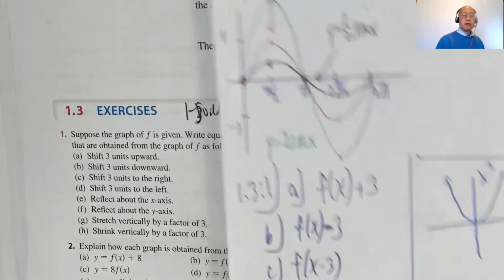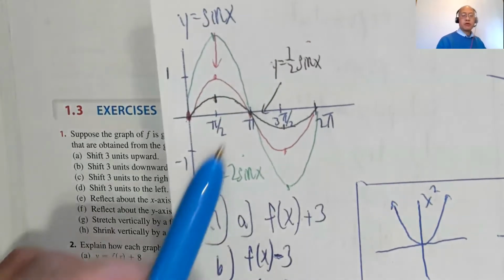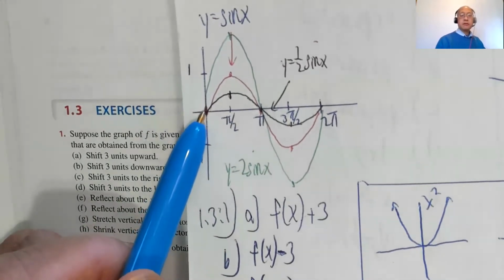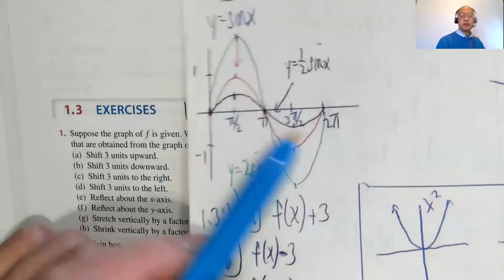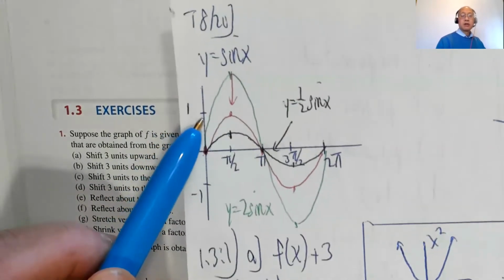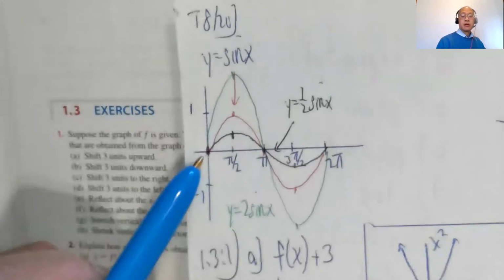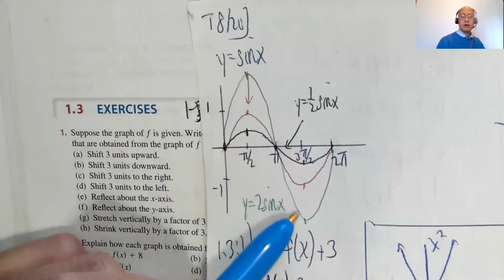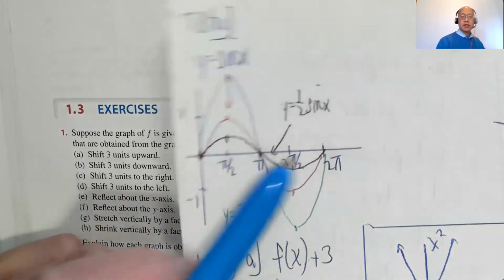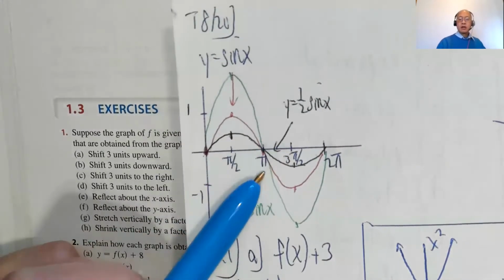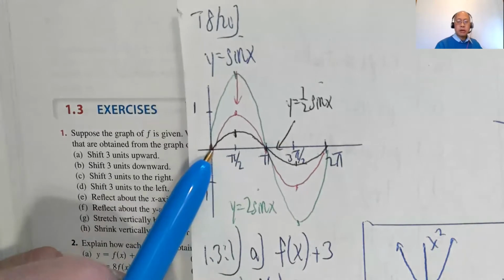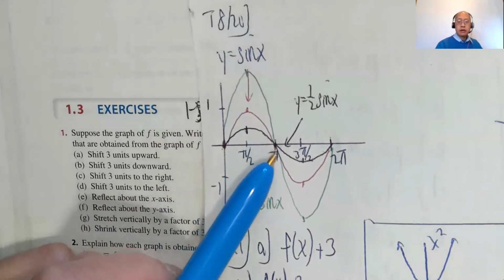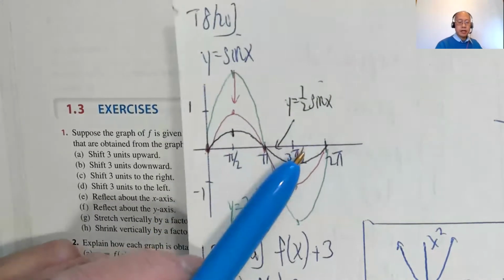Okay, here is a review of the way some functions work. So if I take sine x, which has an amplitude of 1, 2 sine x goes up twice as high and goes down twice as low, but the zeros stay the same. Half sine x only goes up half as much and goes down half as much, but the zeros again stay the same.